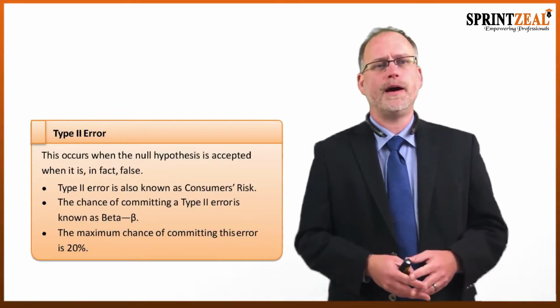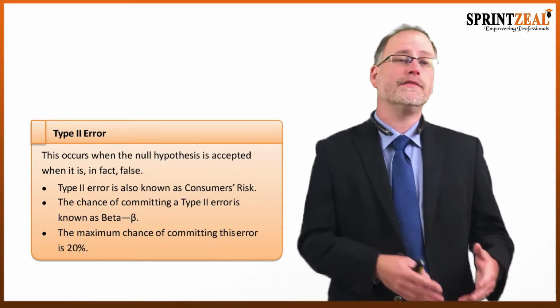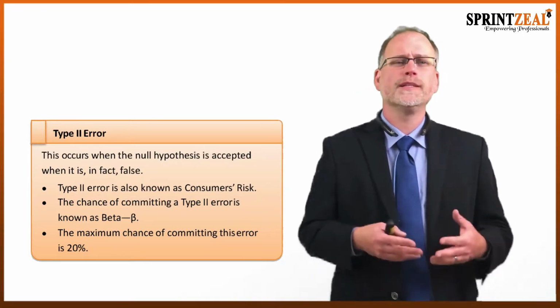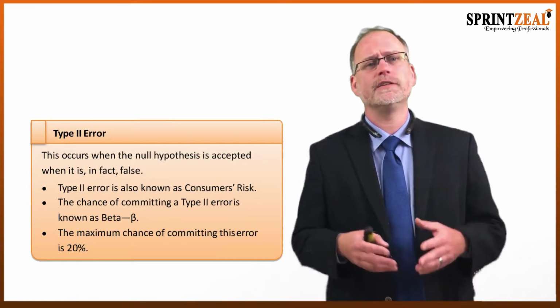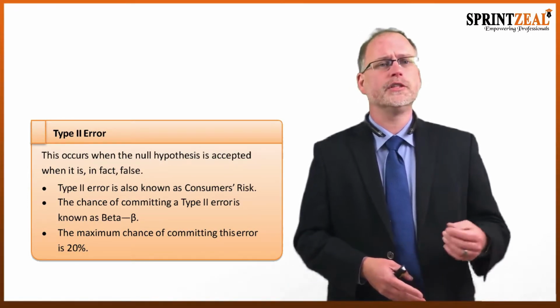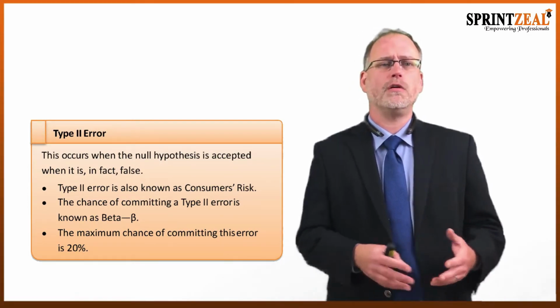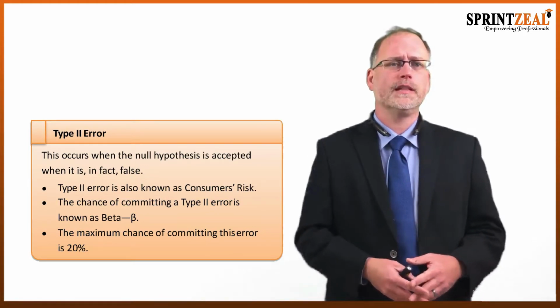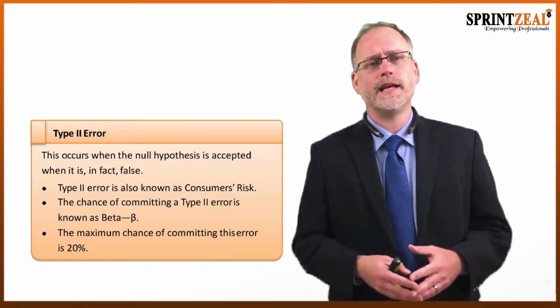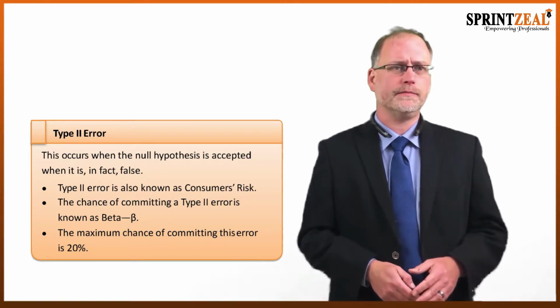Now a type 2 error will occur when the null hypothesis is accepted when it is in fact false. A type 2 error is also known as a consumer's risk. This is the chance of committing a type 2 error, which is also known as a beta error. The maximum chance of committing this error is 20%.